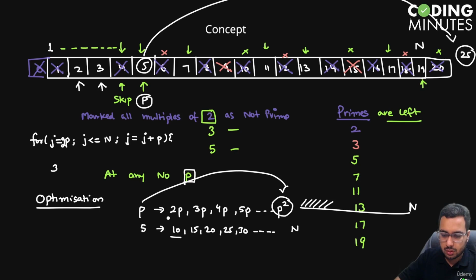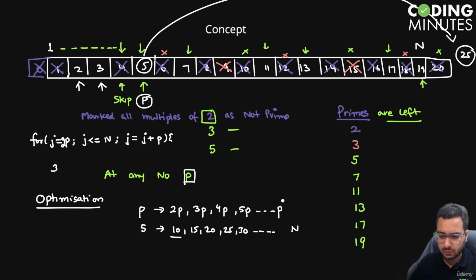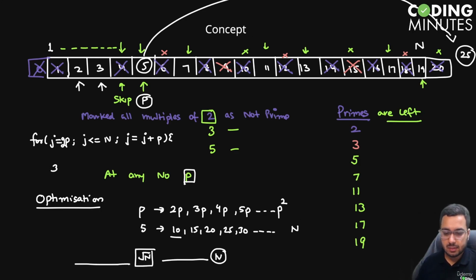So let us go back to a concept that we have discussed already. Let's say we have a number n, and we already discussed that if this number is non-prime, then there must be at least one divisor which is less than or equal to root n. Let's say if this number is p, then this must be p square.